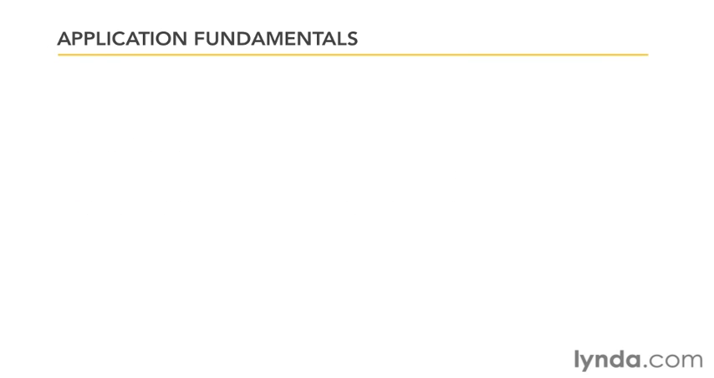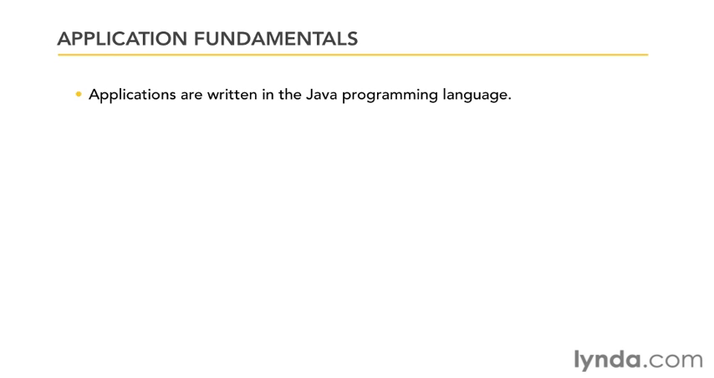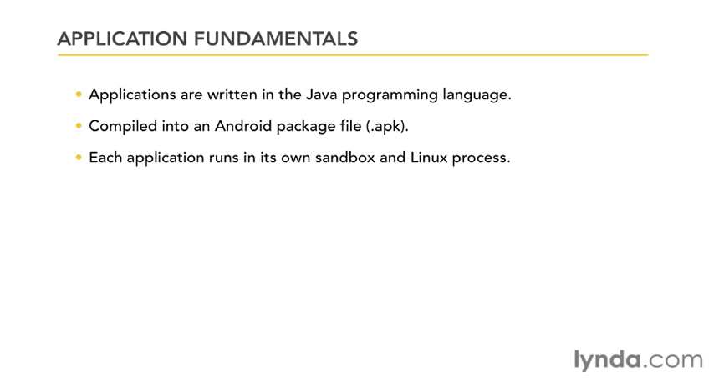So let's look at some application fundamentals. Obviously, Android applications are written in the Java programming language. When you write your application and compile it, you compile it into an Android package file, which is a .apk file. And this APK file is the file that you upload to the Android market or the Amazon App Store in order to distribute to everybody with devices. Each application runs inside of its own sandbox, protected and isolated from other applications. And they also run in their own Linux process.